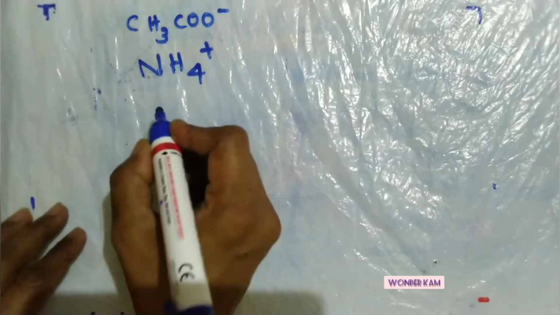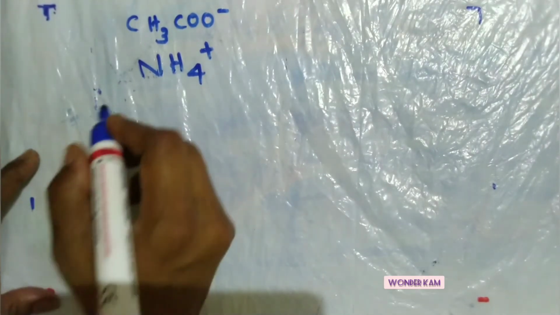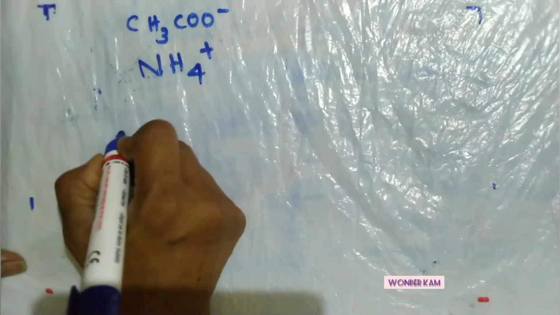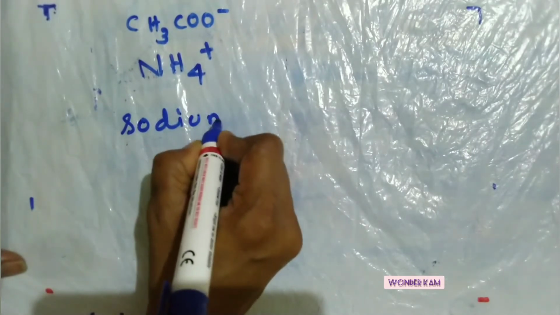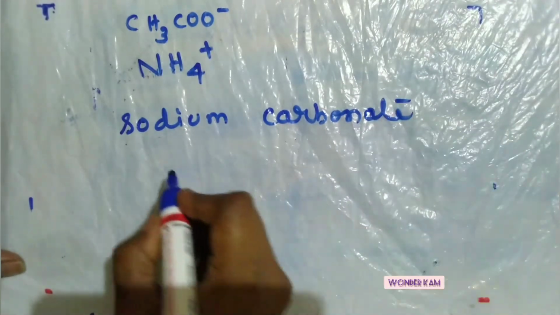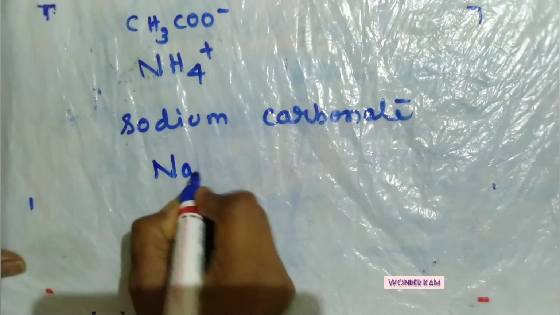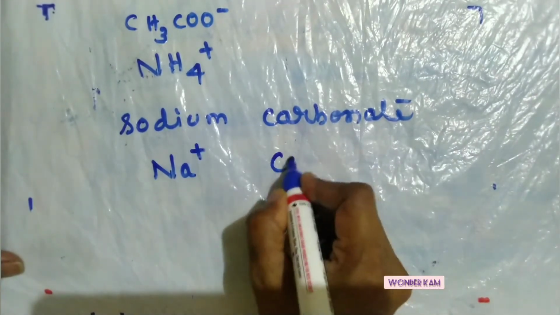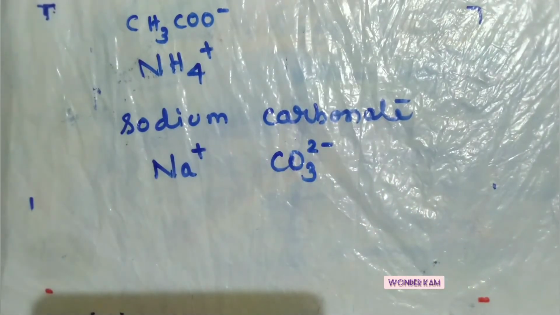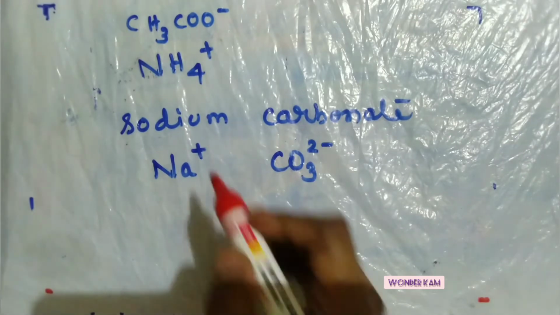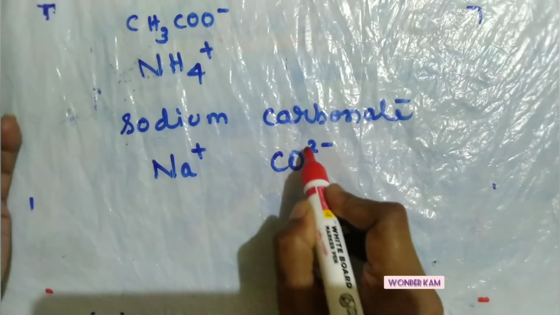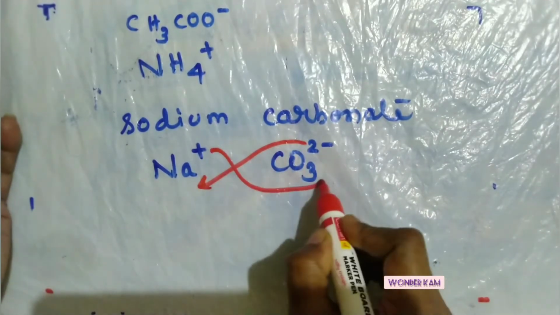So we'll start writing the formulas of some chemical compounds. Suppose we start with sodium carbonate. We write the symbol of sodium with its charge, and carbonate with its charge. Then, as you know, we have to cross their charges. What is the coefficient of the charge here? 1, here 2, so it will come here and this will come this side.